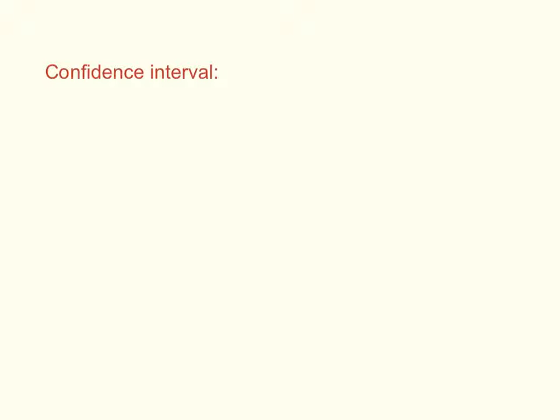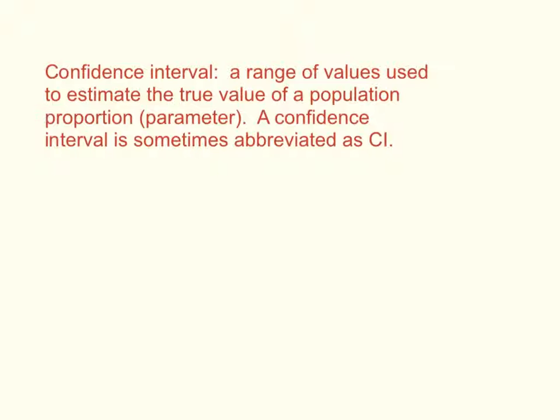So what does it mean by saying we have a confidence interval? Well, first of all, let's define what a confidence interval is. A confidence interval is a range of values used to estimate the true value of a population proportion, which is called a parameter because it's not part of a sample. It's a parameter because it's part of an entire population. Sometimes we abbreviate confidence interval with just CI.